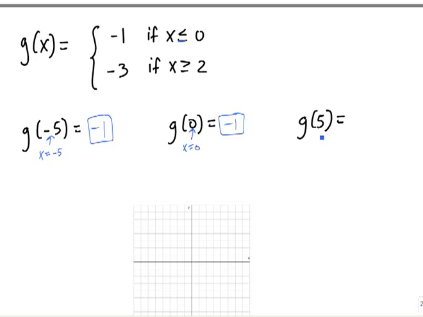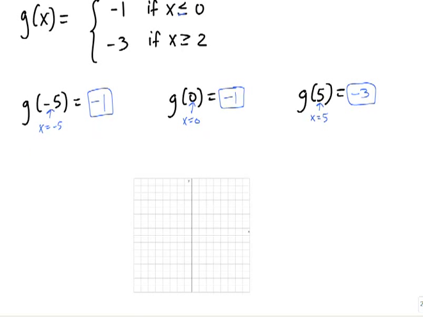For the last example, we want g of 5. So this time we want x to be 5. And 5 is greater than 2. So this time we are going to use the bottom rule. This bottom rule also does not have an x in it, so it's a constant. So no matter what your x is here, the output is always negative 3. So this answer is going to be negative 3. So there is our examples evaluating a function.